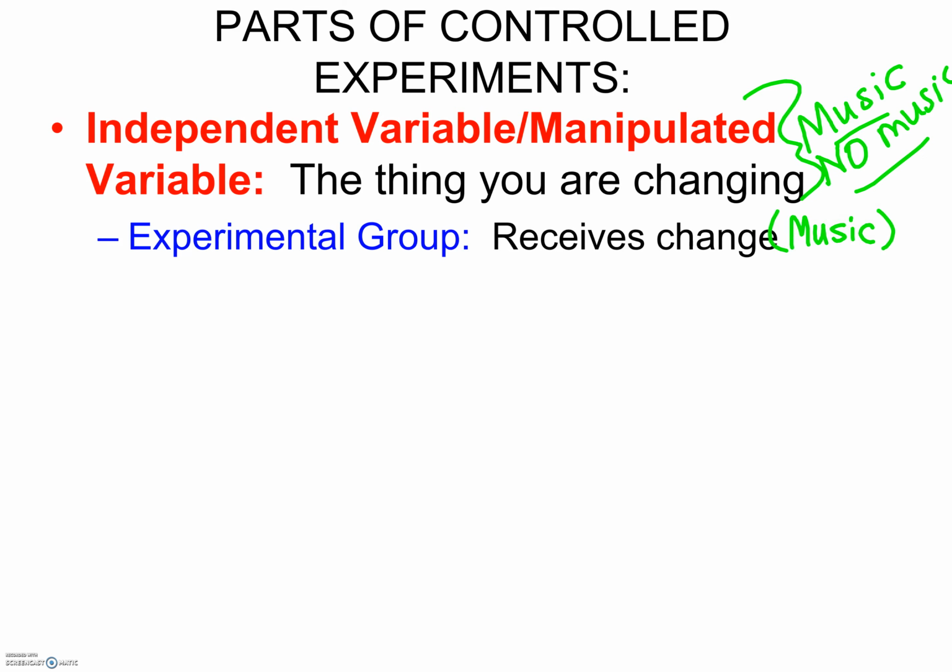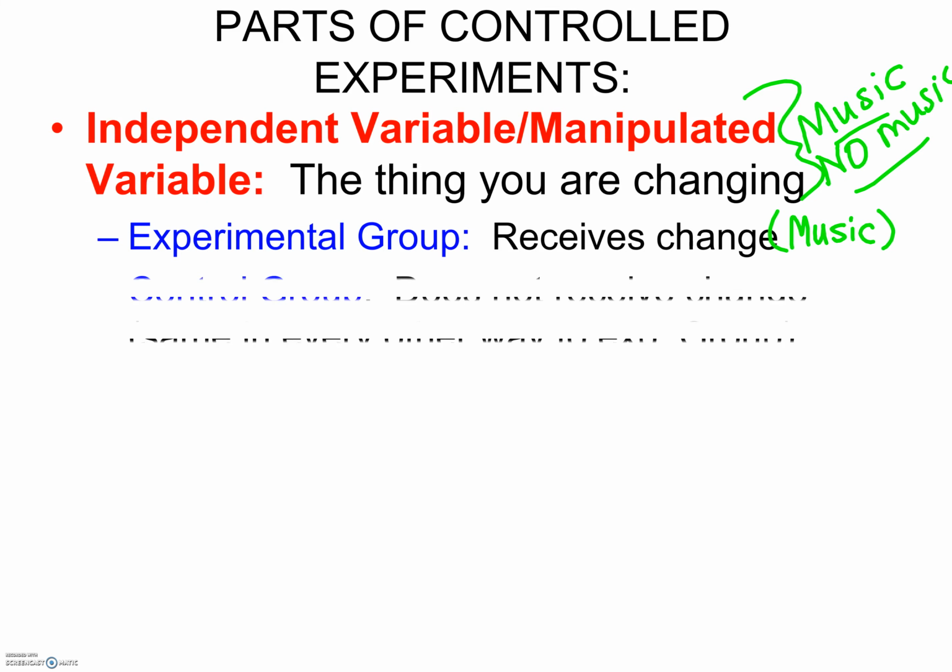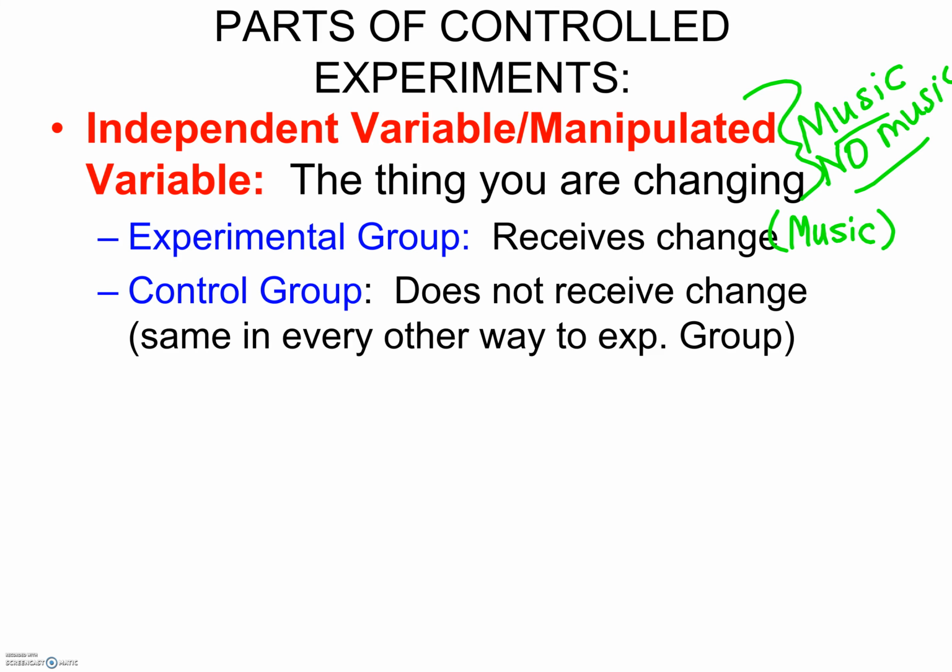And what do we call the group that doesn't get the change? Right, that's our control group. They should be the same as the experimental group in every other way except for that one variable. Because if I have a group listening to music and the other group doesn't, but the group that's listening to music also happens to be seniors, and the group that doesn't listen to music is sophomores, and one group studies for longer periods of time, then I don't know for sure that the music was the reason. So the control group should be exactly the same as the experimental group in every other way. The only difference would be that one variable is going to be changed for them. They're not going to receive whatever the treatment is.